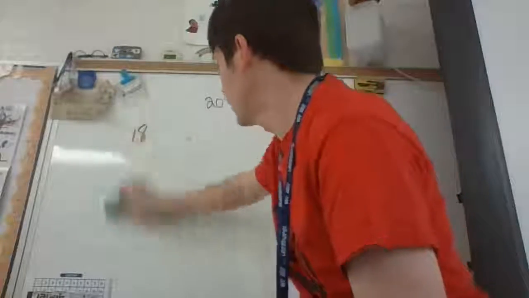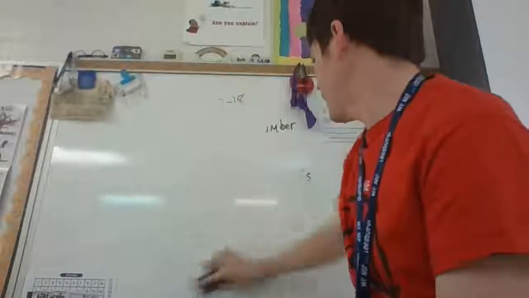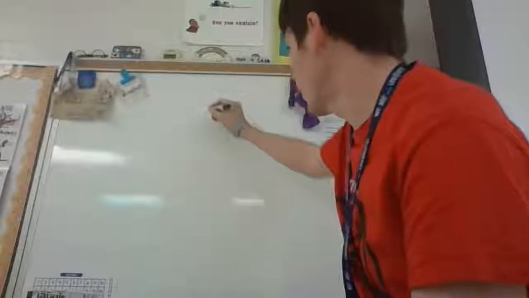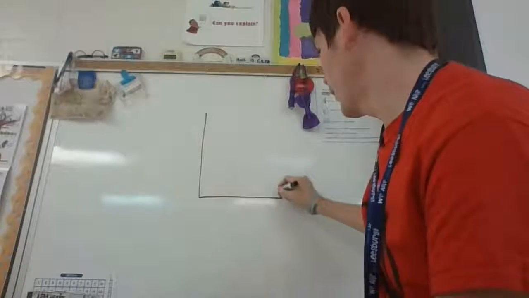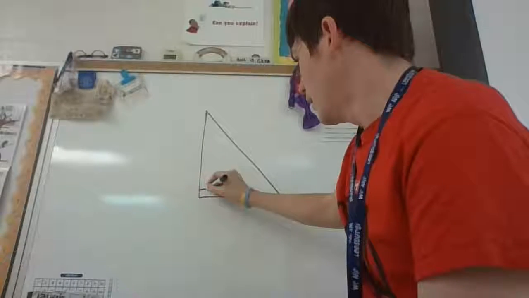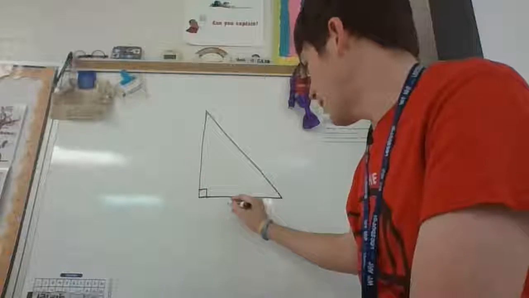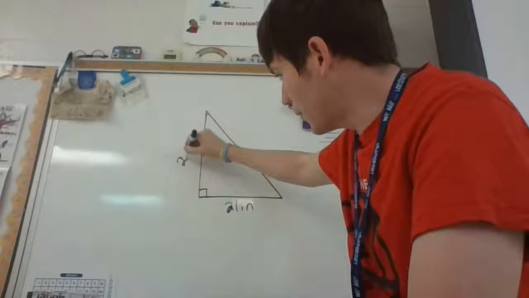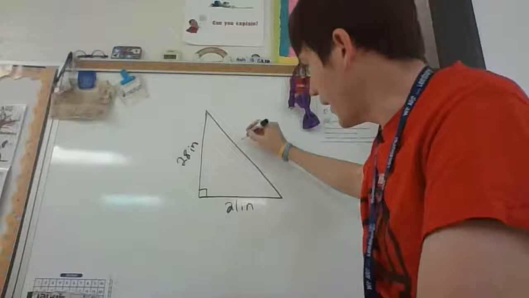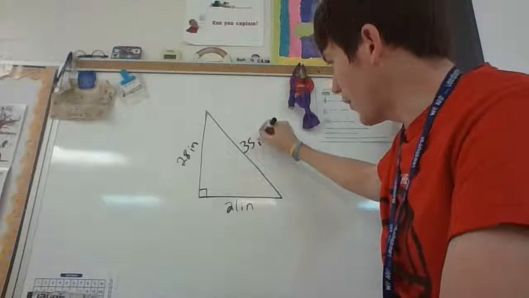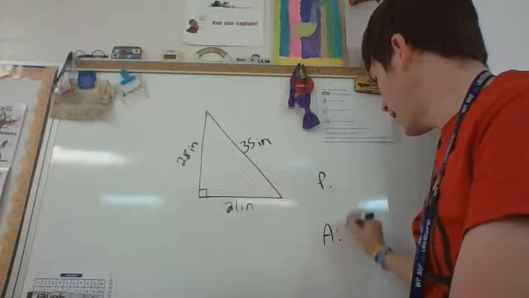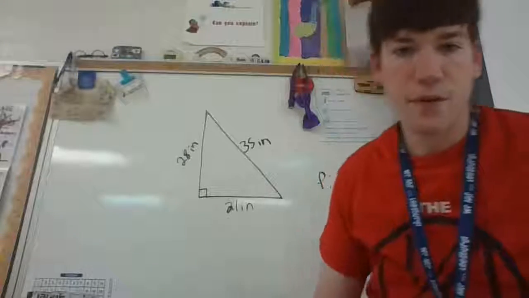All right, we'll erase that. And I believe the next section of our homework is giving us a right triangle that I will draw. So we have a right triangle. This right triangle has a base of 21 inches, a height of 28 inches, and a hypotenuse of 35 inches. And we're asked to find the perimeter and the area.